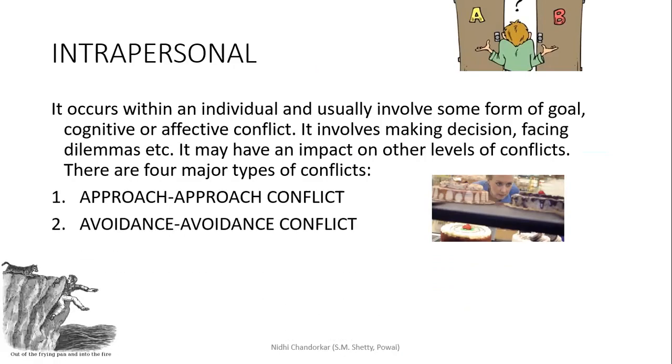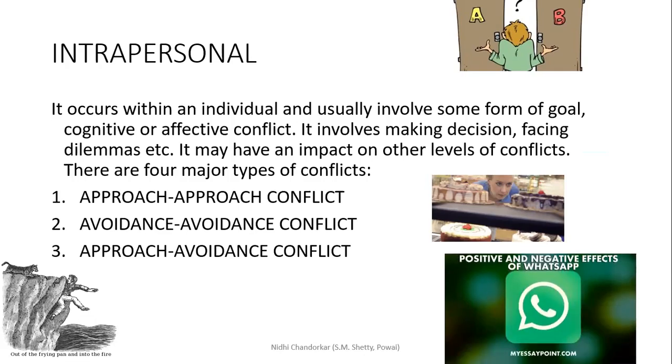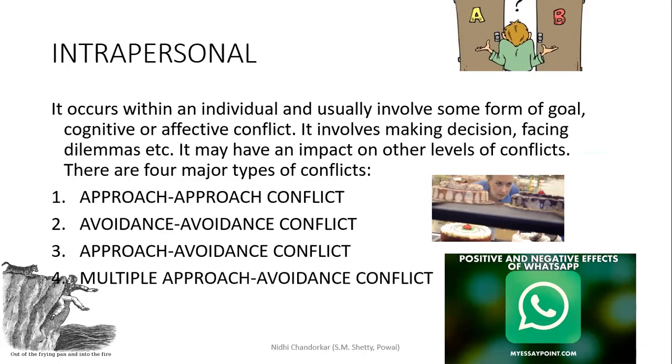Avoidance conflict generally happens when the alternative courses of action which you are thinking of taking up both have negative consequences. Approach avoidance conflict is basically when you like something, there are some positive aspects of it also, and you are unable to take it up because there are some negative effects also. It can be multiple approach, multiple avoidance conflict. This happens when each alternative course of action has some positive outcome and some negative outcome.